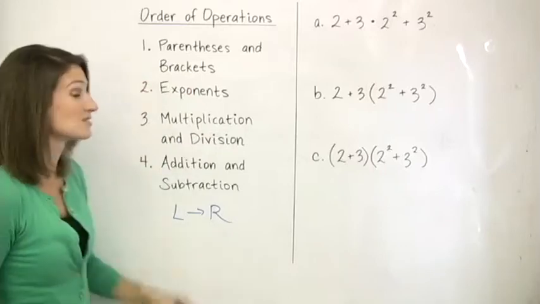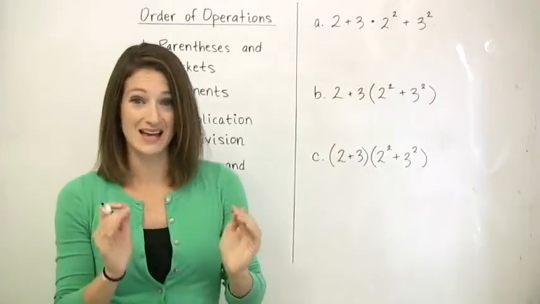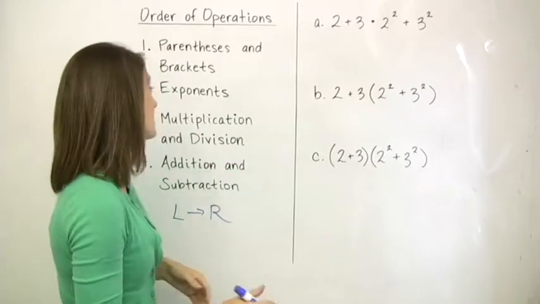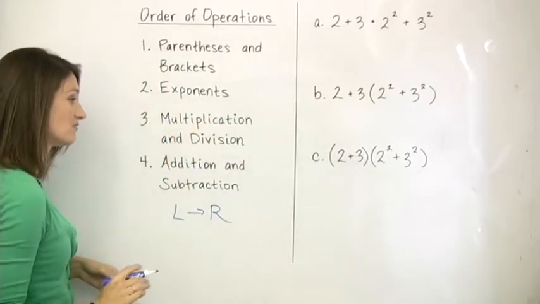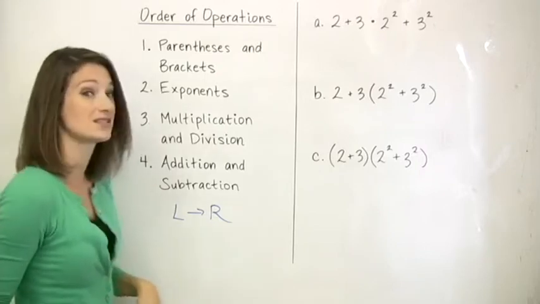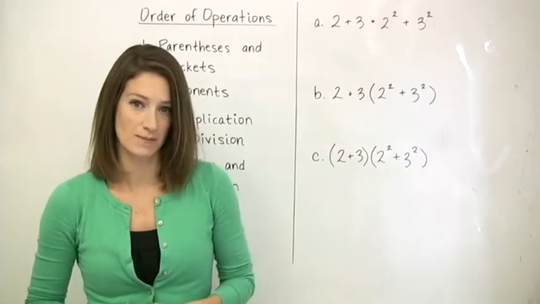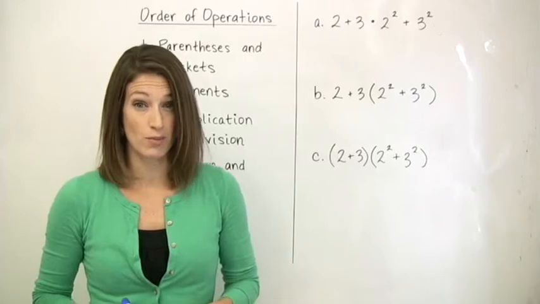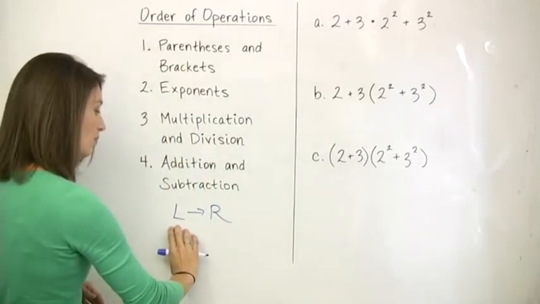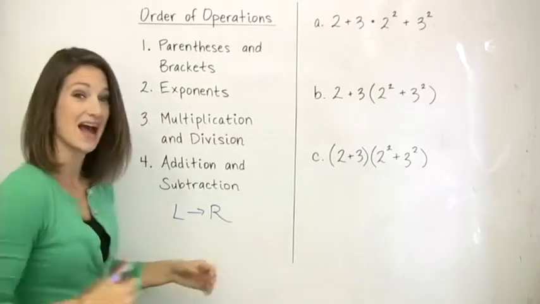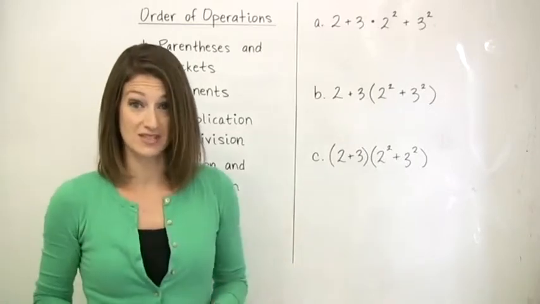Our first step is to work through all the math inside a set of parentheses. The second step is to work with the exponents. The third is to work the multiplication and the division present in the problem. And the fourth step is to work the addition and the subtraction. Now another important thing to remember when using the order of operations is that you move from the left side of the problem to the right side of the problem as you do your math within any of those steps.